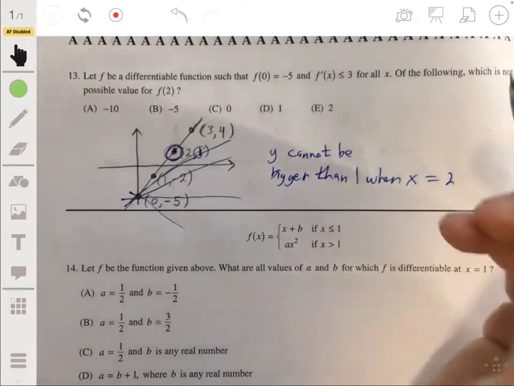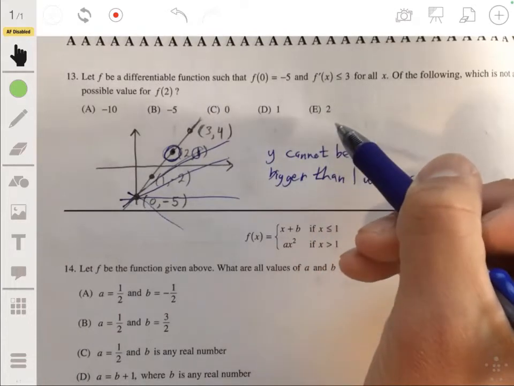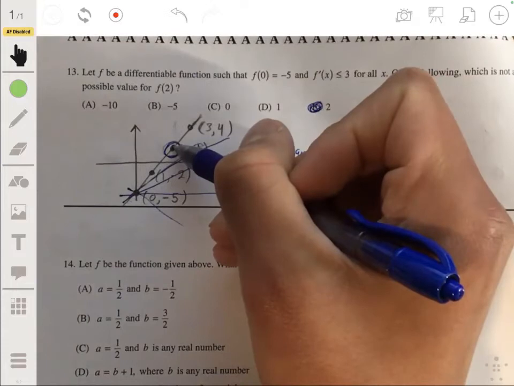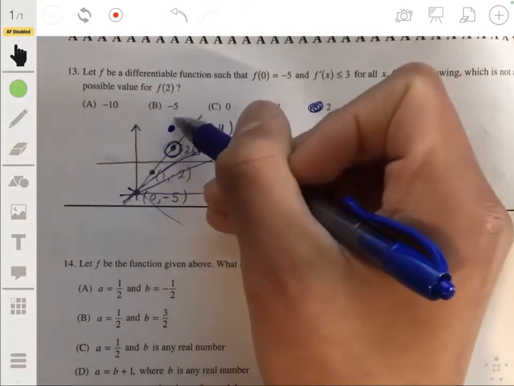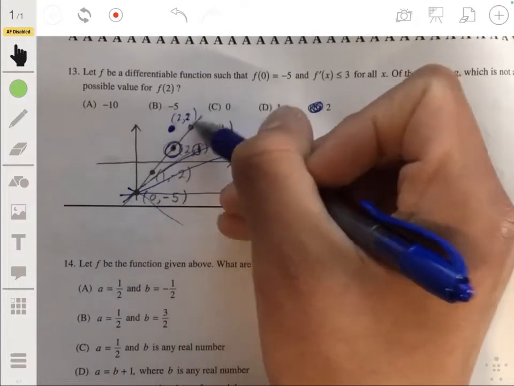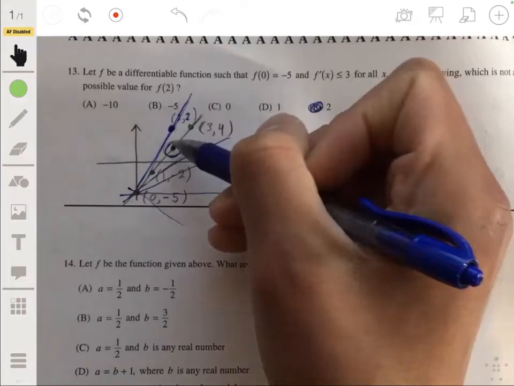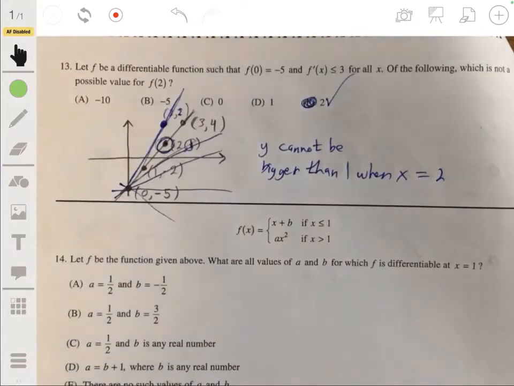Just write that. So of these numbers, the only number that's bigger than 1 is 2. Your answer is going to be 2, because y cannot be 2. If y was 2, it means your graph is going to be somewhat up here. You're going to have a point at 2, 2. And it means your line is going to have a slope that's steeper than 3, which is not allowed. So the answer is E.